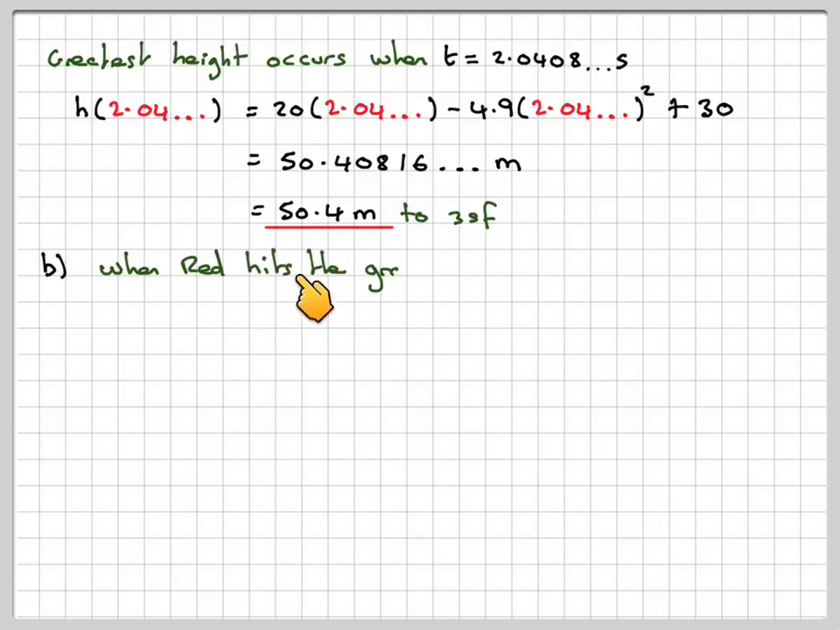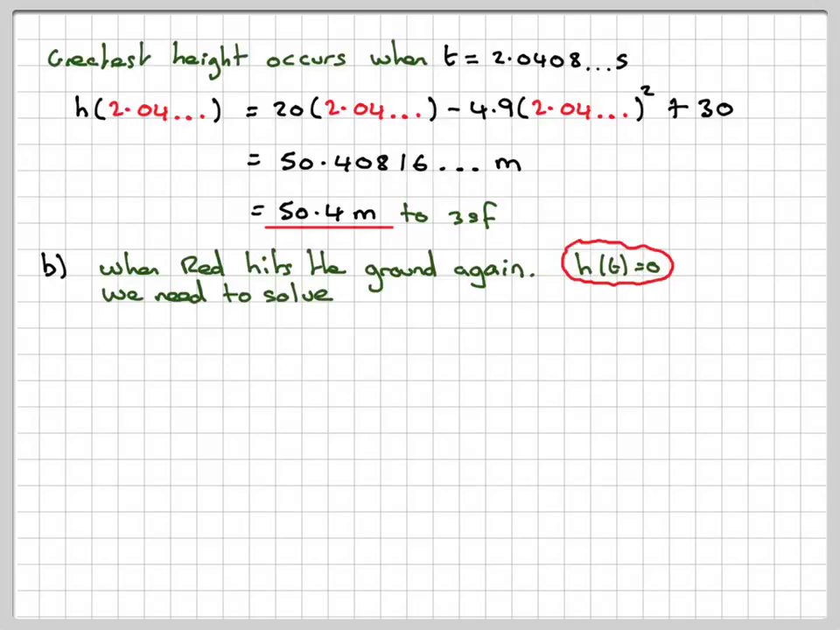So when Red hits the ground again, h(t) is equal to 0. So we're going to need to solve 20t - 4.9t² + 30 = 0. This is a little bit beyond the course, so we use a little bit of technology to help us do that. So jumping to our GDC.